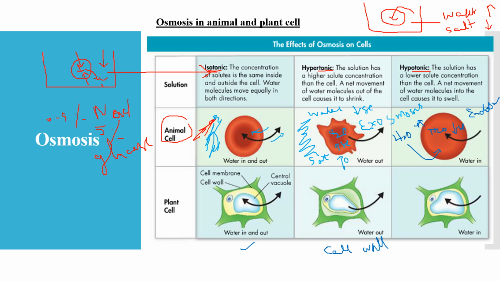Whereas in case of animal cell, cell wall is not present, so after the process of exosmosis the shape of the cell has changed.